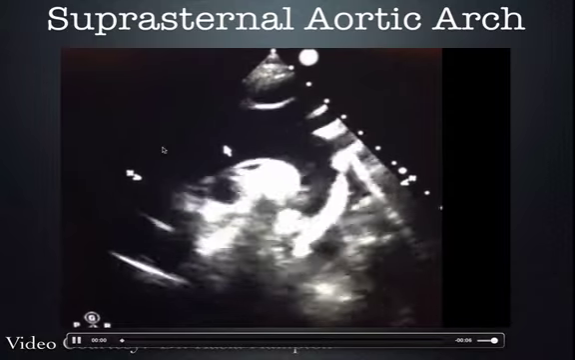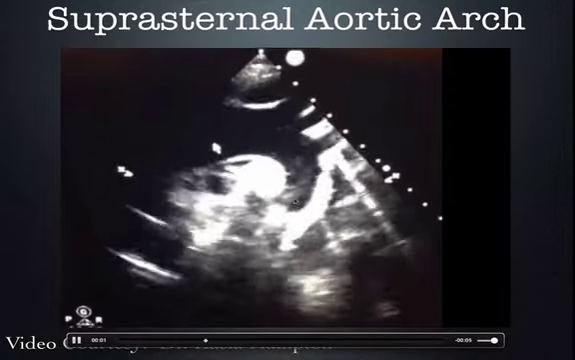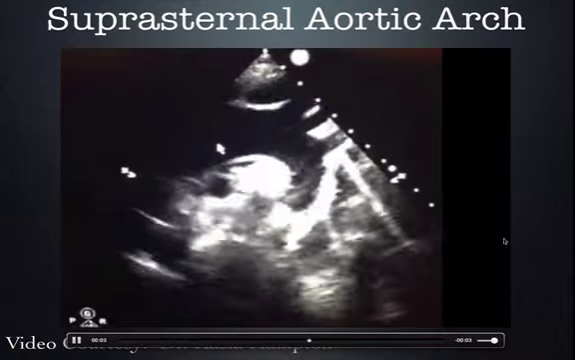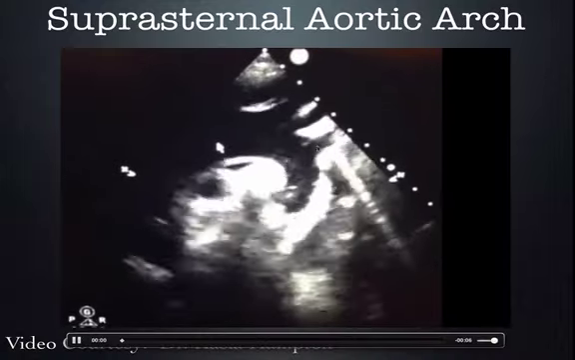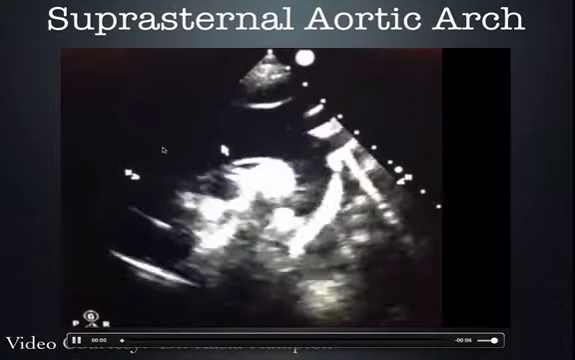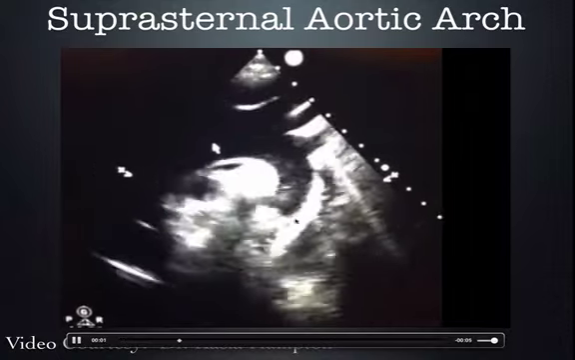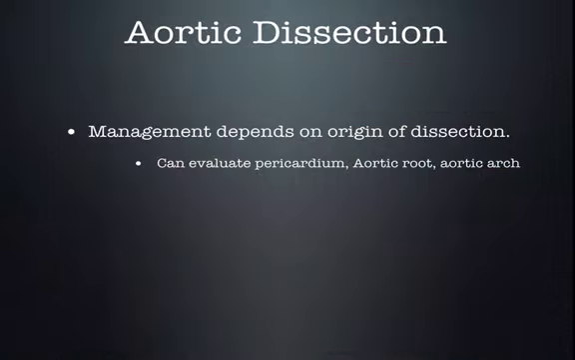And you could take a look here and look for any intimal flaps that are coming through this area. When you're trying to acquire this view, it's often helpful to put a shoulder roll in between the patient's shoulder blades to displace the chest in an anterior direction. Now, as I mentioned, the management depends on the origin of the dissection.